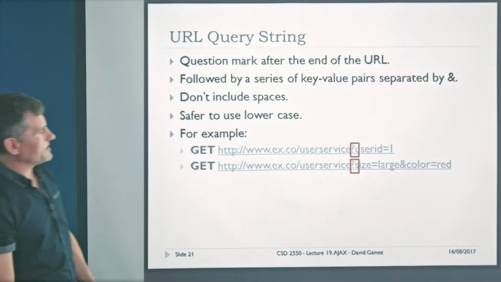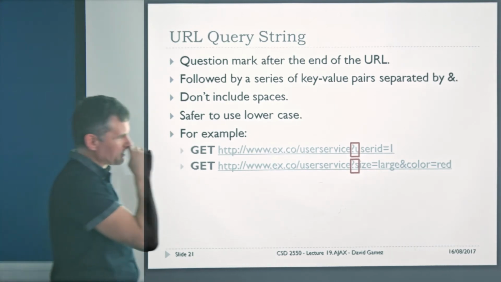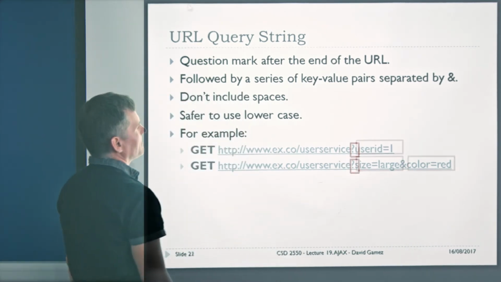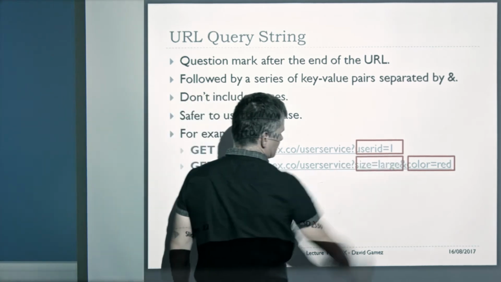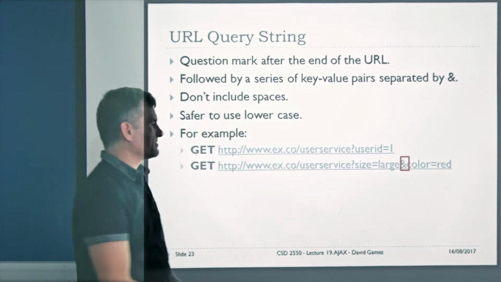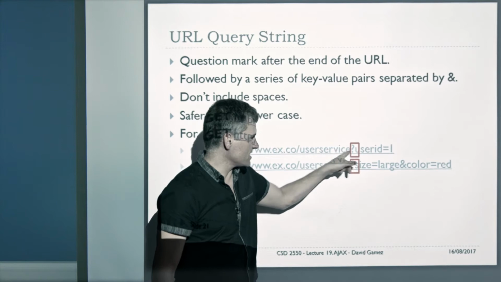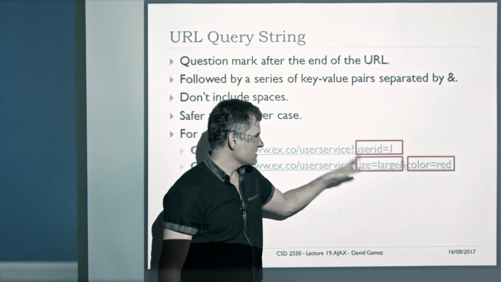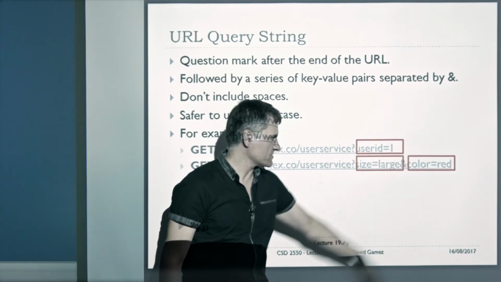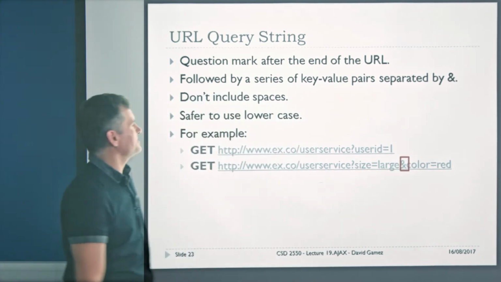So I'm going to say a little bit about what a query string is. The format of the query string is, at the end of the URL, you have a question mark. Then you have a series of key-value pairs, and these key-value pairs are separated by an ampersand. You can pass as many of these as you like, but the key things to remember are the query string starts with a question mark, only one question mark, then a series of key-value pairs, key equals value, so size equals large, color equals red, and then you separate multiple key-value pairs with the ampersand. That's how the query string works.